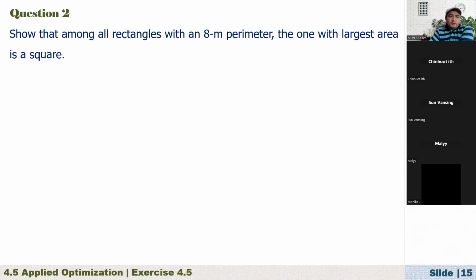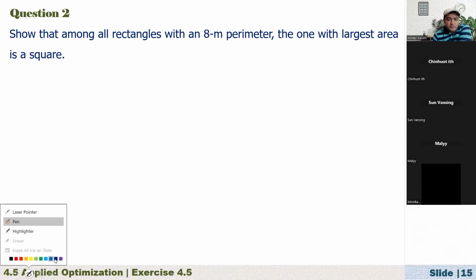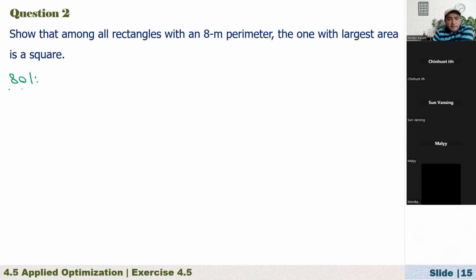All right, another question. I think we have time. Okay, the other question is a bit long. That's why let's solve one more, then we'll have a break. So another question: show that among all rectangles with an 8-meter perimeter, the one with largest area is a square.